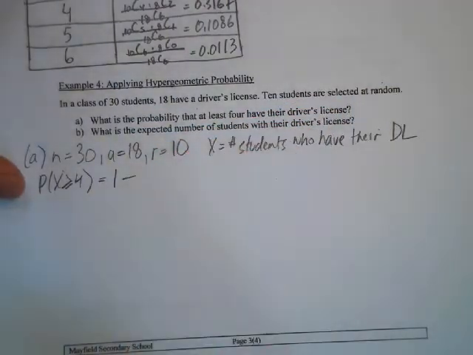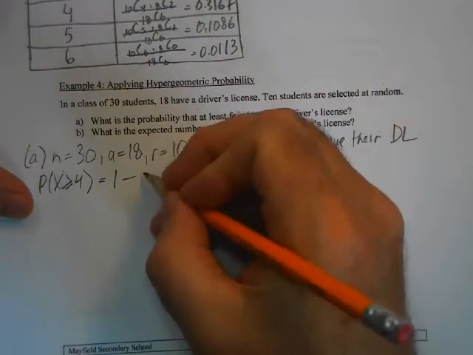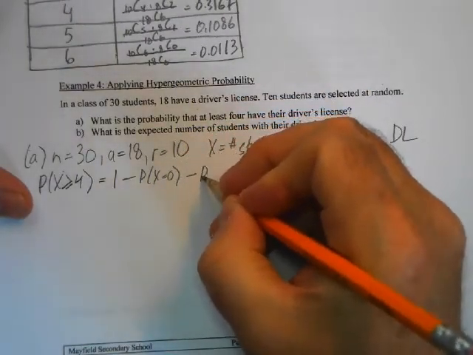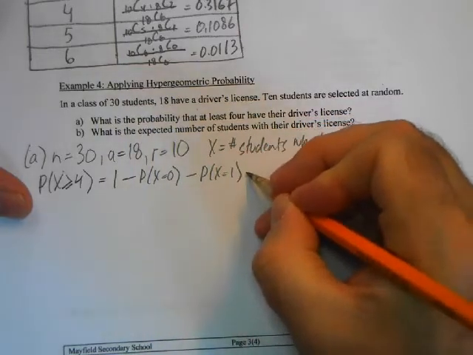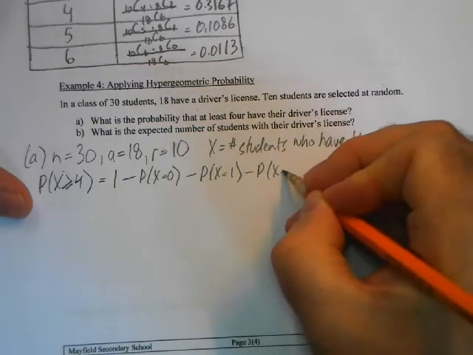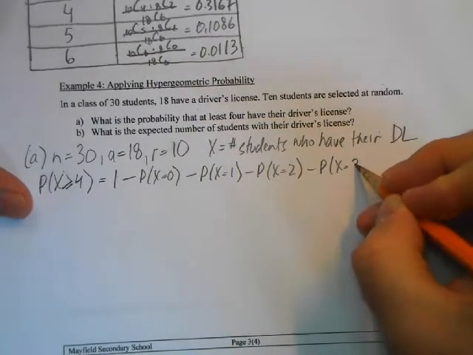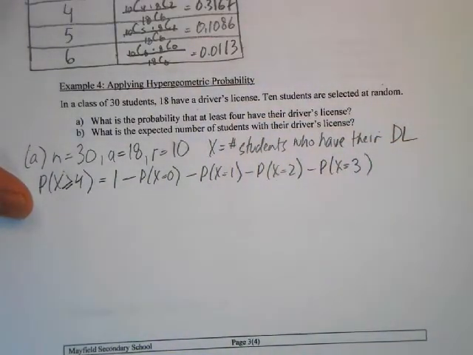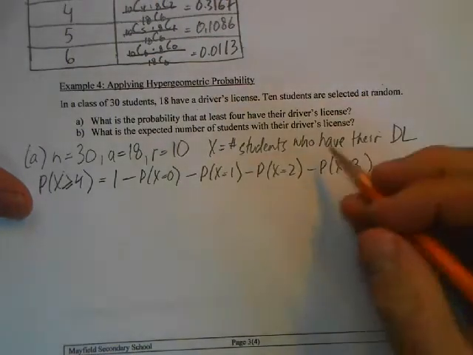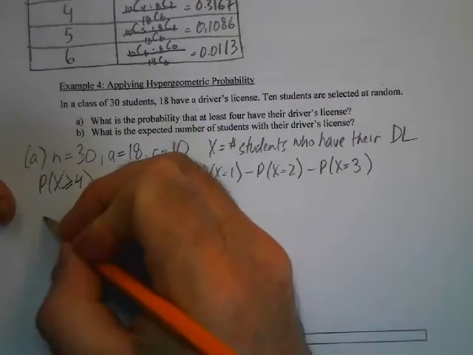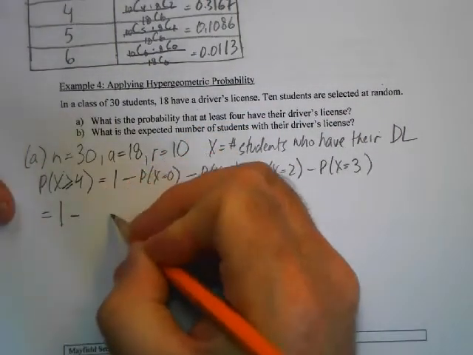So that's exactly what we're going to do. It's going to be 1 minus the probability that x equals 0, subtract the probability that x equals 1, subtract the probability that x equals 2, subtract the probability that x equals 3. And I know that's still a fair bit of work, but it's probably half the work of doing it the other way. So now we're going to do our calculation. So 1 minus.